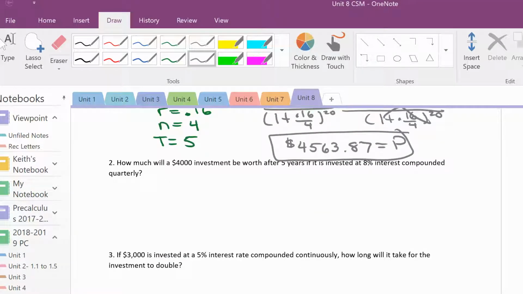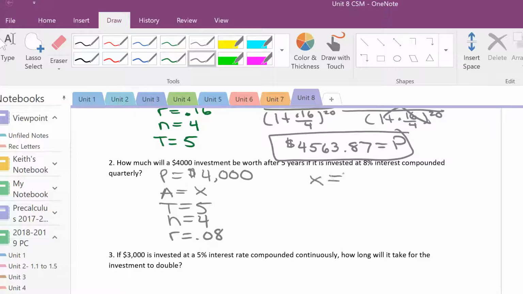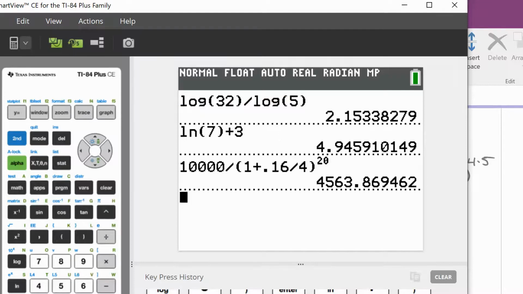All right. For the next one, it says how much will a $4,000 investment be worth after 5 years? So the P is 4,000. The A is what you don't know. The time is 5. It's compounded quarterly, so 4 times a year, and the interest rate is 0.08 because it's 8%. So here it's x equals 4,000 times 1 plus 0.08 divided by 4 to the 4 times 5 power, which is 20.